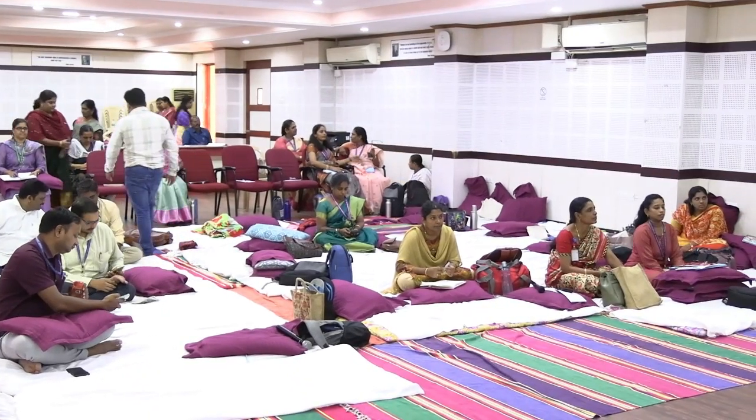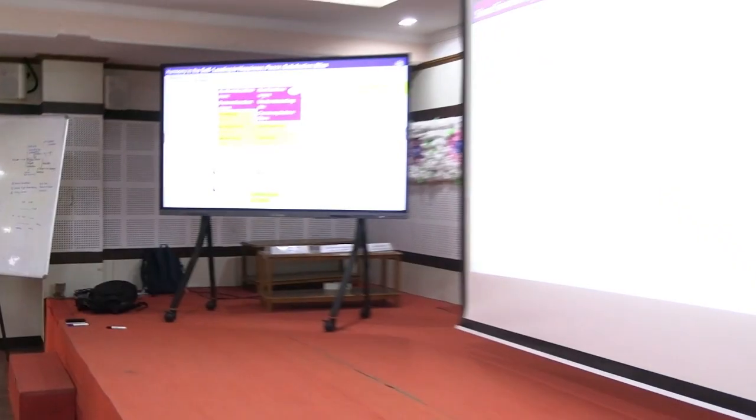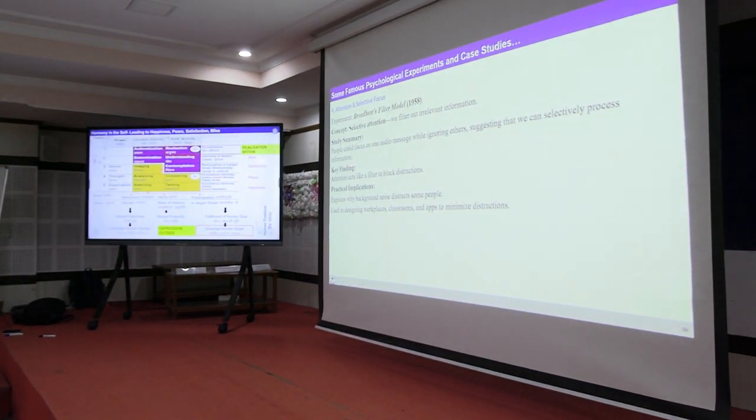Broadbent's filter model. The concept is selective attention. We filter out irrelevant information. So people could focus on one audio message while ignoring others, suggesting that we can selectively process information.